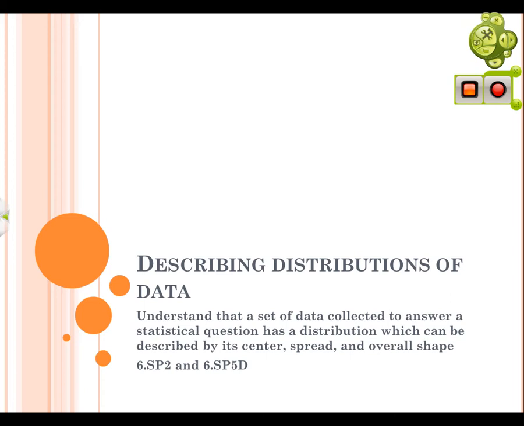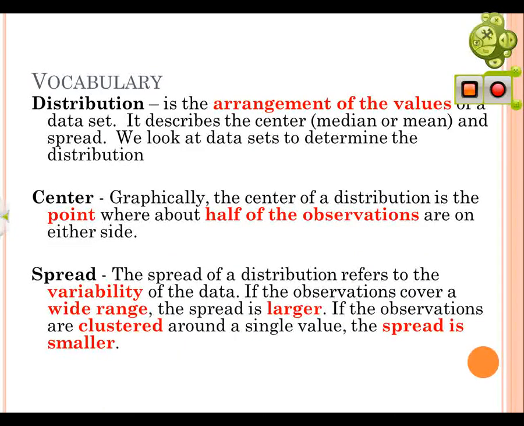Good. And you've also seen the distributive property of multiplication, right? Good. So we have distribution. We have an idea of it, right? Good. Which can be described by its center, spread, and overall shape. Vocabulary, distribution.